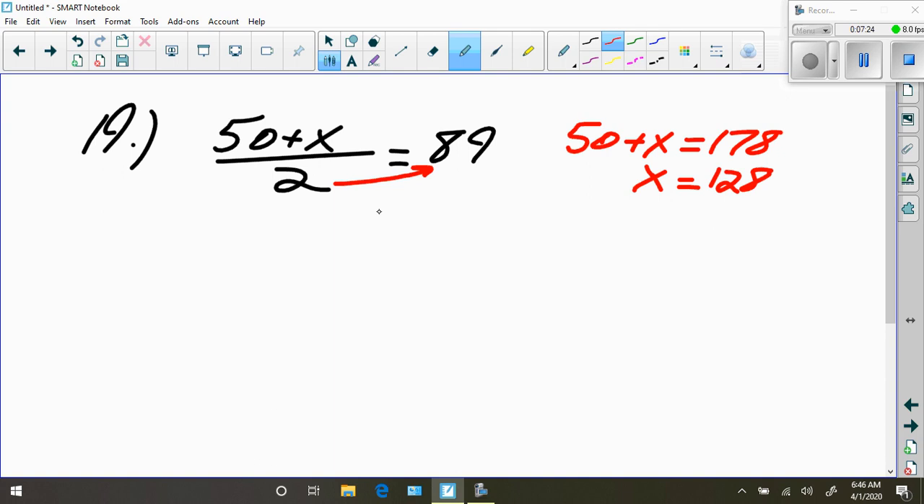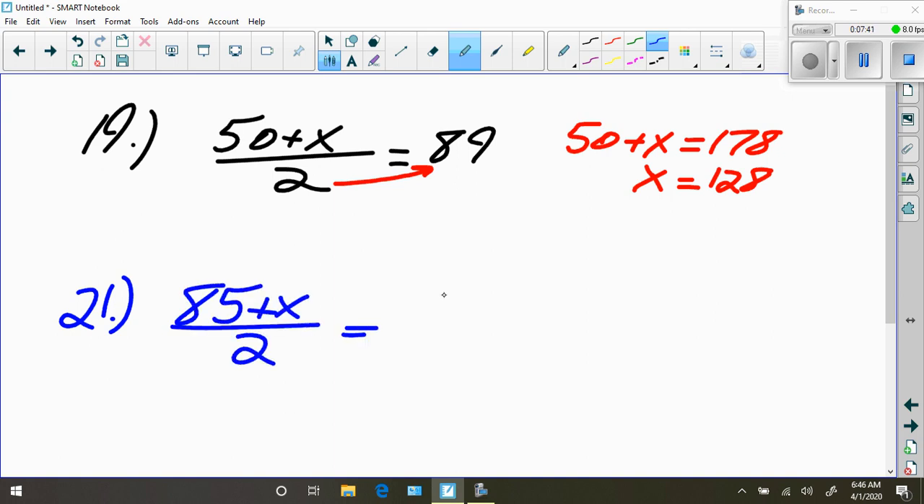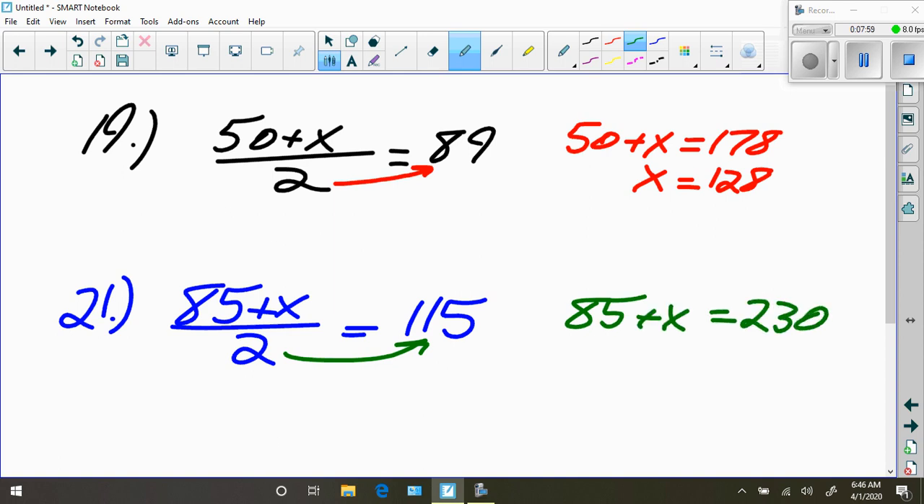Done. Number 21. How do you like the color change sound? Number 20. Yeah, wow, that's good. Okay, the two arcs are 85 and x. 85 and x, you divide by 2. And on number 21, the answer is 115. Okay, so I'm going to use green. I'm going to double that. So that's going to be 85 plus x equals 230. And then I'm going to take 230 minus 85 and get 145.